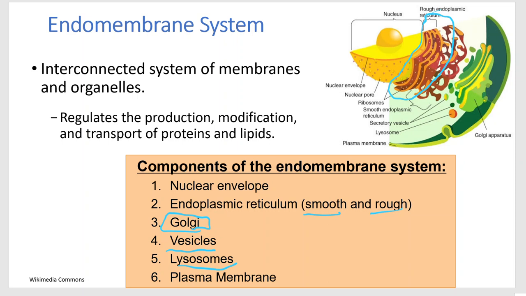Lysosomes will also be found here as part of the endomembrane system. Remember that lysosomes are only found in animal cells. You will not find them in your plant cells. And then the plasma membrane itself. So the nuclear envelope extending all the way through to the plasma membrane forms your endomembrane system with all of these 6 parts involved in it. And this entire system is going to regulate the production, modification, and transport of proteins as well as lipids. And those include things like hormones and steroids.